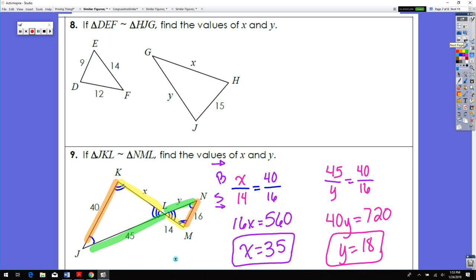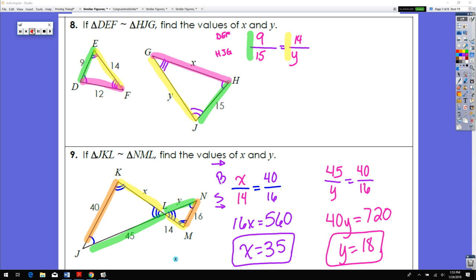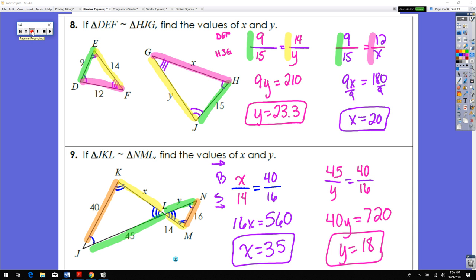Let's go ahead and look at 8. I want you to pause it and get everything matched up. I suggest that you color code or mark, or just set up your ratios would be great. So go ahead and pause and try. Okay, so here's my setup for solving for y. Doesn't matter if you solve for x or y first. I'm going to pause and finish solving through, which you should also do. Okay, so on this one I got y equals 23.3 and x equals 20.